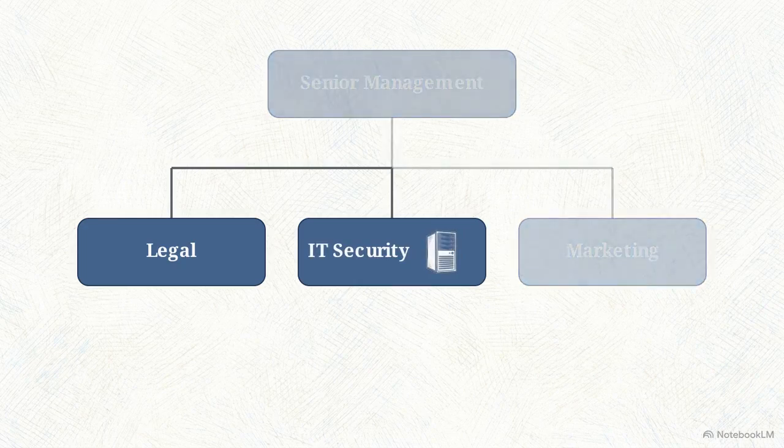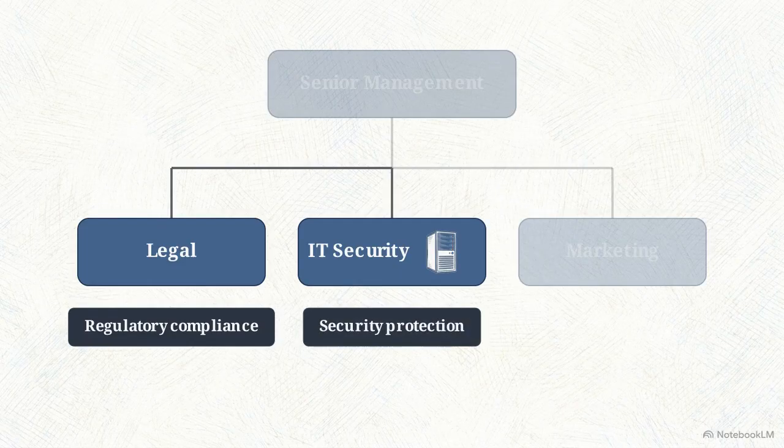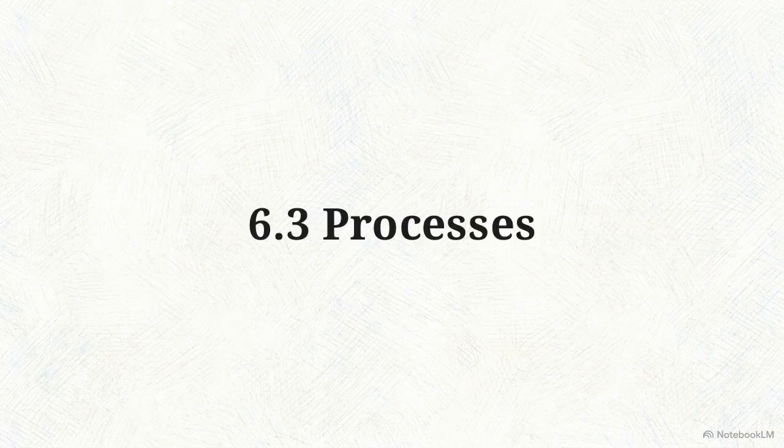Specific compliance requirements dictate distinct responsibilities across these departments. For example, data protection laws require the legal department to manage regulatory compliance, while the IT security team is assigned the domain of physical and network security protection. To enforce those governance policies, we use processes.